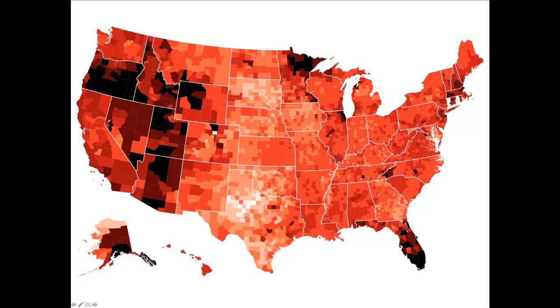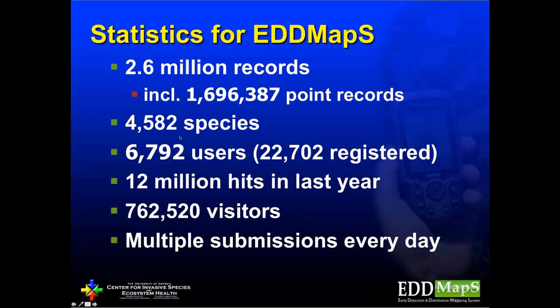So since we started EDDMapS, we now have over 2.6 million records in EDDMapS, and all but about 1 million of those have actual lat long to go along with them. The others are more county summary records. We also have 4,500, that's covering 4,500 different species.